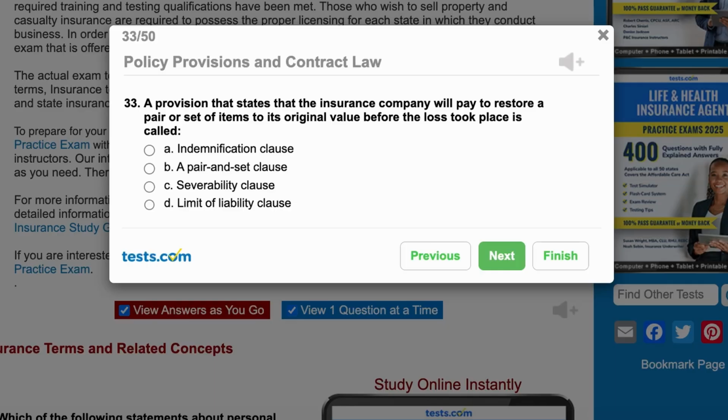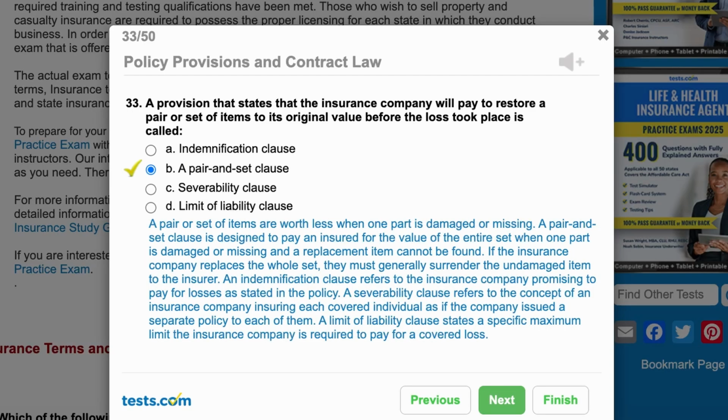Question 33. A provision that states that the insurance company will pay to restore a pair or set of items to its original value before the loss took place is called A. Indemnification clause, B. A pair and set clause, C. Severability clause, D. Limit of liability clause. B. A pair and set clause.